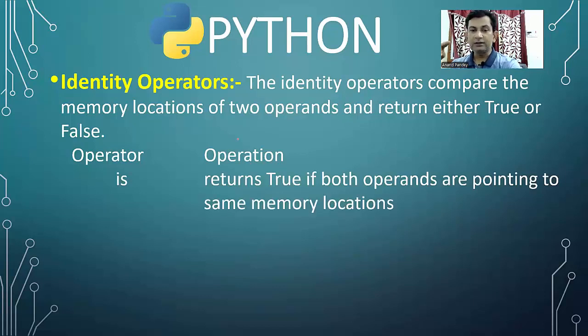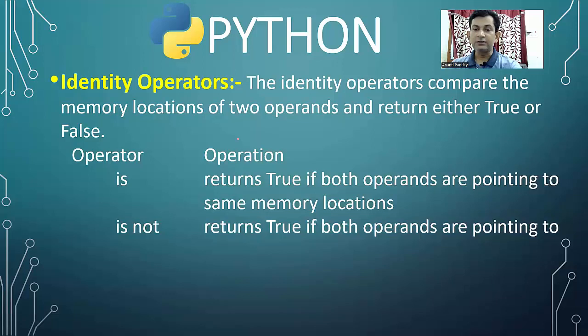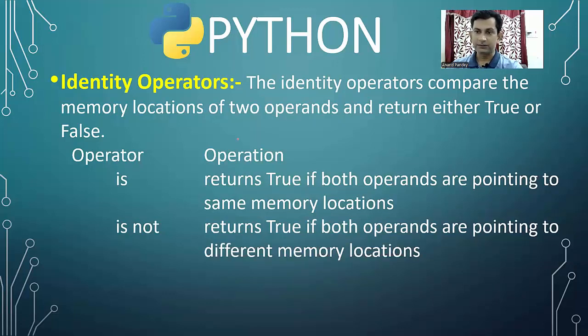The is operator returns true if both operands are pointing to the same memory location, and is not returns true if both operands are pointing to different memory locations. These are the two identity operators we have. Identity means memory location. So, is and is not.